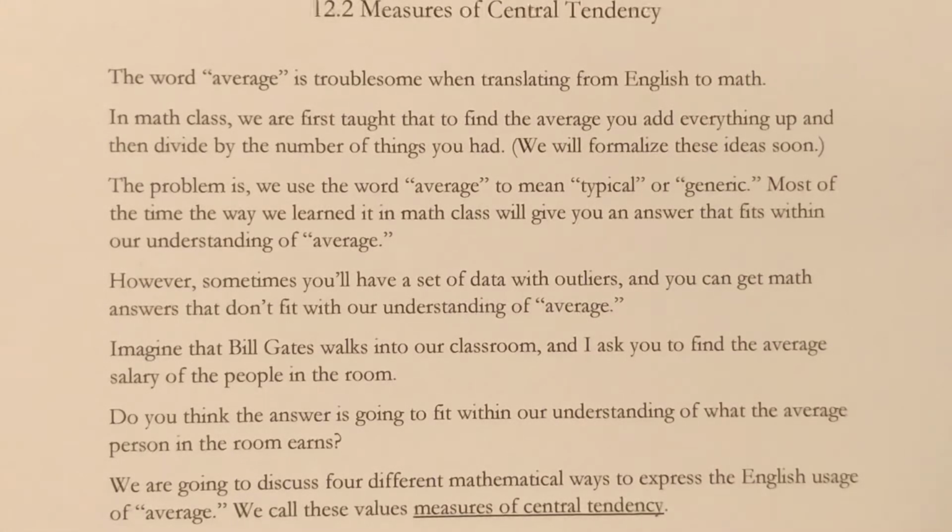So we need to have some other ways of talking about what we mean by average when we mean typical. We need some backups, essentially. We're going to learn about 4 different ways of talking about this. And we call these, in general, measures of central tendency, or how do they go towards the middle?